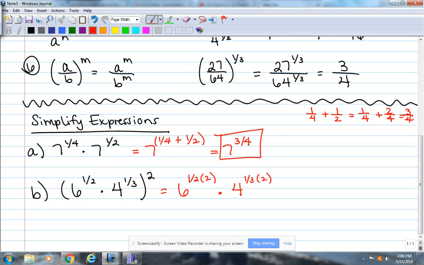What's 1/2 times 2? 1. So that's 6 to the first. What's 1/3 times 2? Top times top divided by bottom. 2/3. It's not a plus there, my bad. And 6 to the first power, we can simplify that. That's just 6. Can we take a third root of 4, a cube root of 4? No, we can't. So we can leave that times 4 to the 2/3. And that's all we can do. We can't do anything else. 6 times 4 to the 2/3.